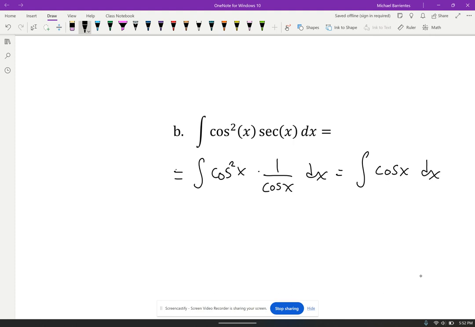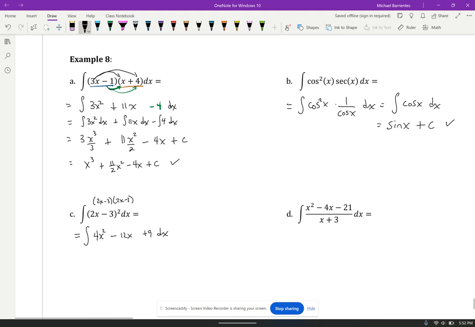This will reduce with one of these two, because there's two of them, because I'm squaring them. So this one on the bottom will reduce with one. I'm left with one cosine. And now I can take the antiderivative of cosine x, which is sine x plus c. And I'm done.